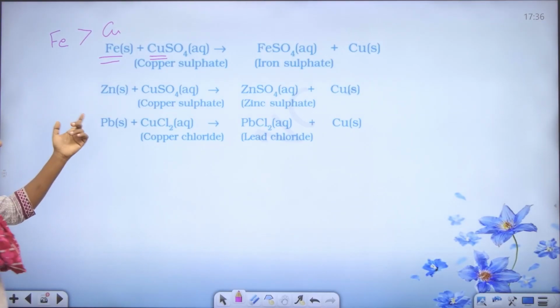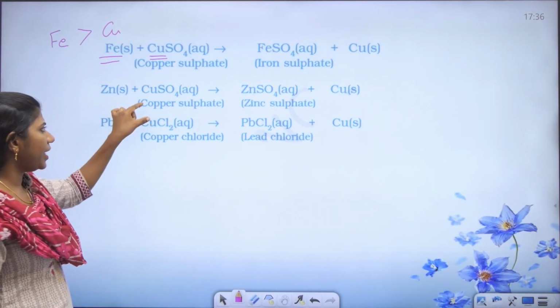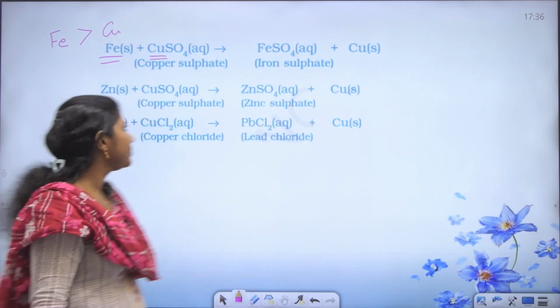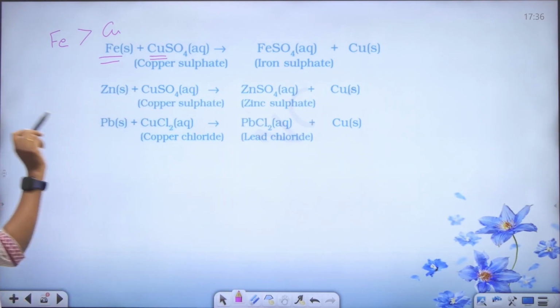Another example is zinc plus copper sulfate to form zinc sulfate plus copper.